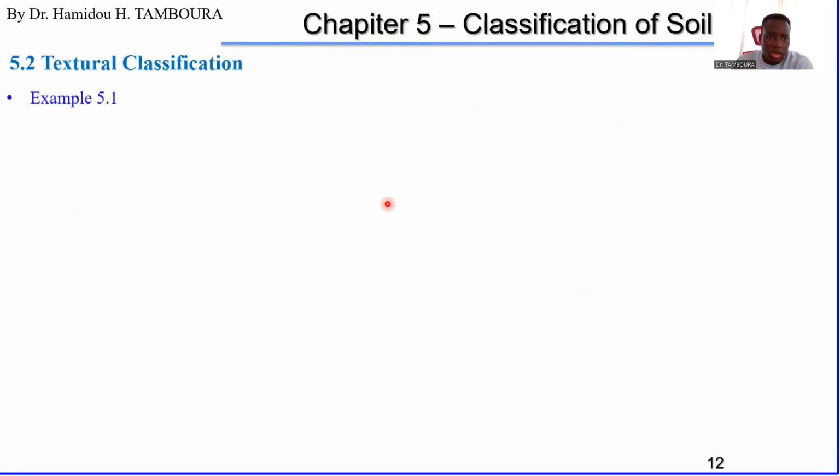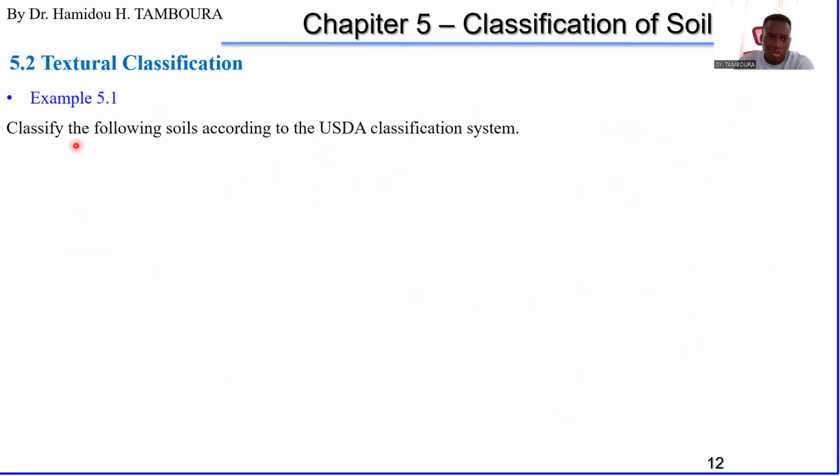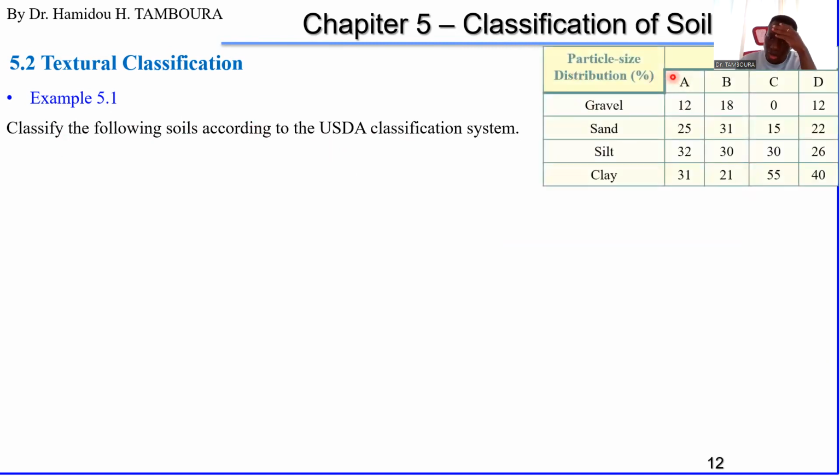Okay, so I will take one example. For example, with classification, if we take this soil, we have A, B, C, D, 4 soils. Okay, and you are asked to classify these soils following the US Department of Agriculture classification system. Okay, what should we do?